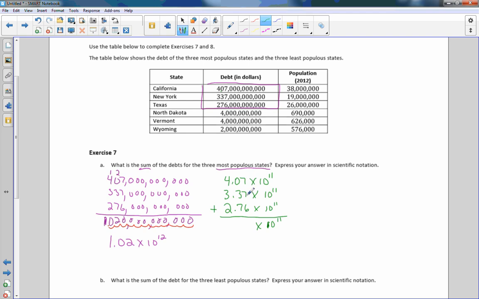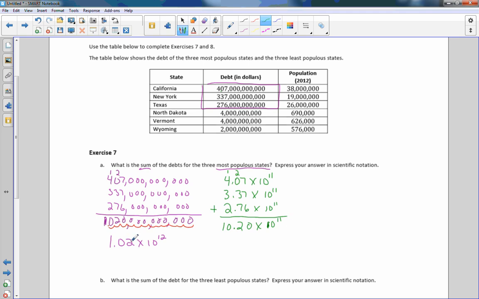7 plus 7 is 14, plus 6 is 20. Bring the 2 over. 2 plus 3 is 5. And then another 7 is 12. Almost forgot that last 7. So that's 12. Carry the 1. And we have 5, 6, 7, 8, 9, 10. And we have 10.20 times 10 to the 11th.